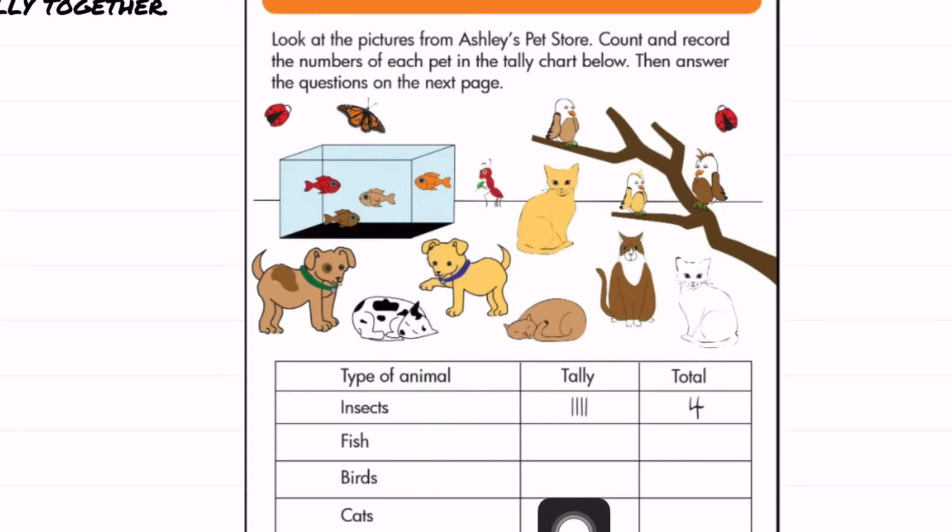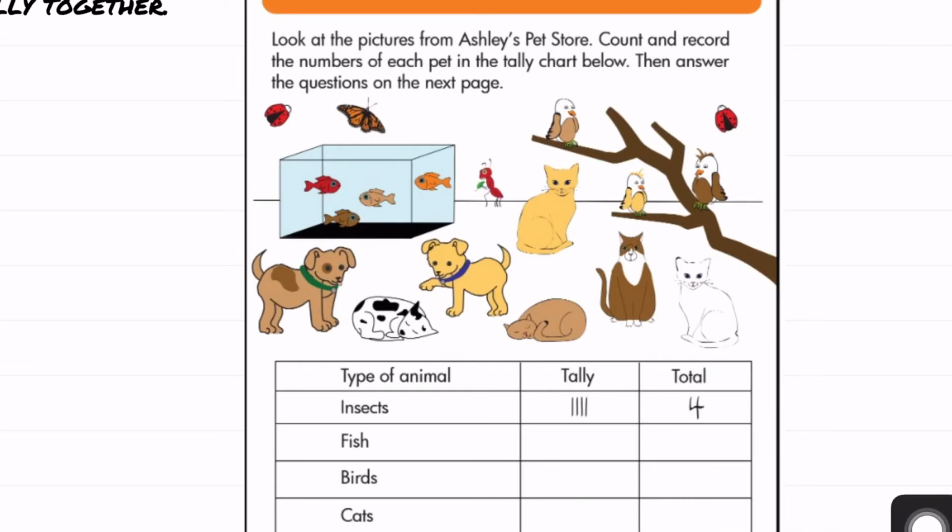But we are going to make it more organized using tally. Okay, we're going to organize it by tallying. So there's an example here, insects. How many tally marks? It says 4. Why? Because there are 1, 2, 3, 4 insects and the total number is there.